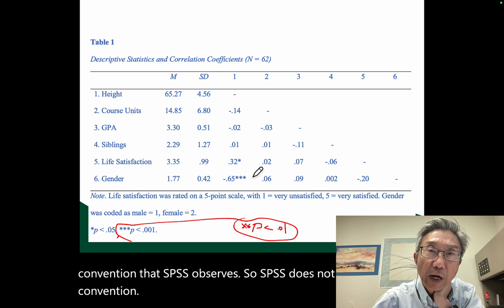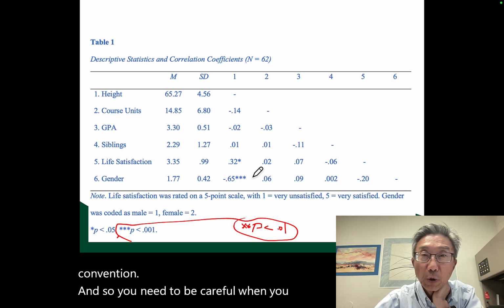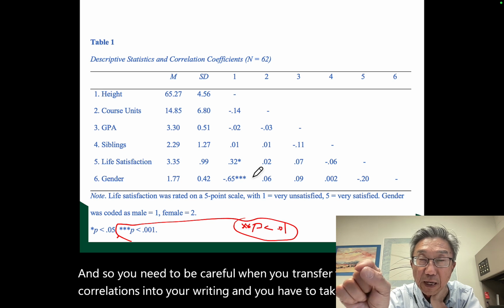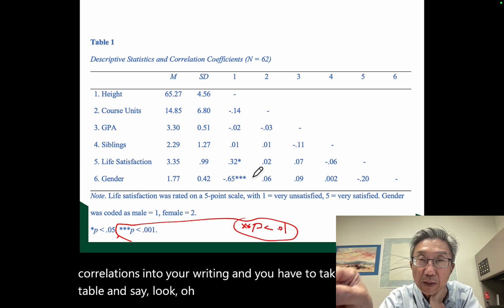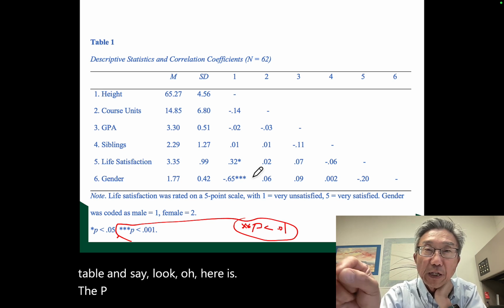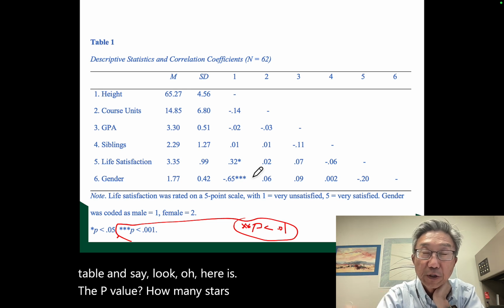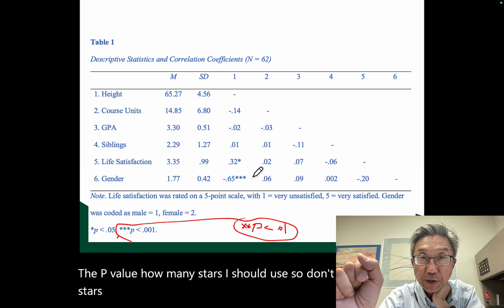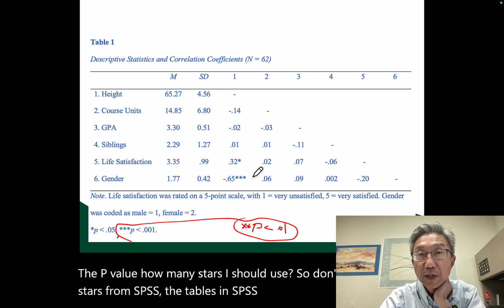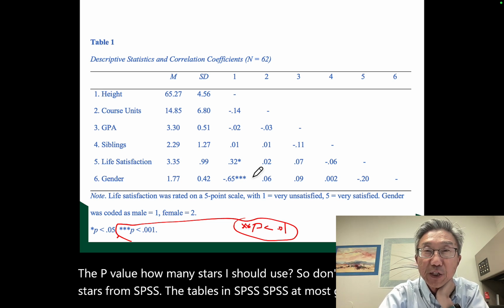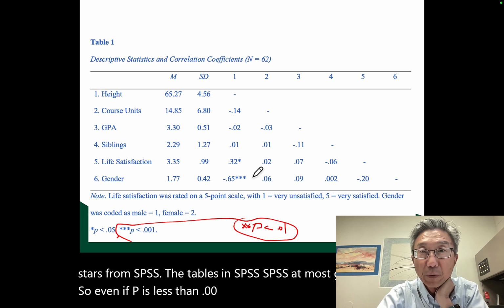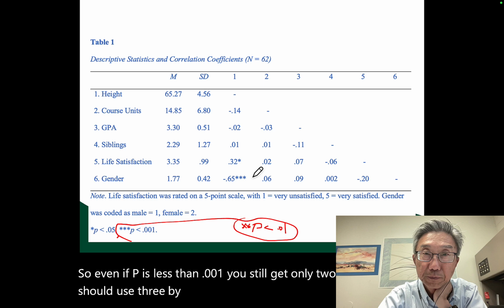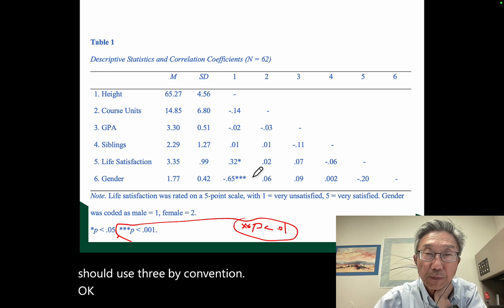So you need to be careful when you transfer the numbers, the correlations, into your writing. You have to take a look at the table and say, oh, here is the p-value, how many stars should I use? So don't just copy the stars from the tables in SPSS. SPSS at most gave you 2 stars. So even if p is less than 0.001, you still get only 2 stars, but you should use 3 by convention. Okay, so that's correlation.